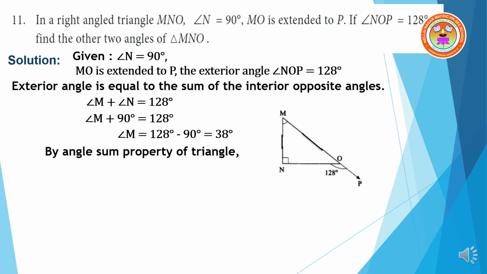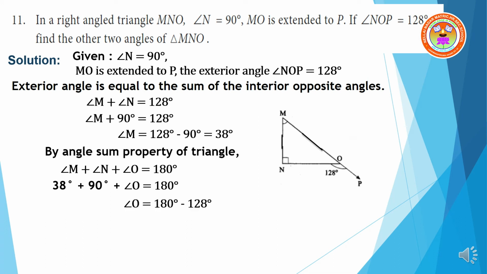Now, I've got the angle M and I've got angle N. Let me use the angle sum property of the triangle to find the angle O. So, angle M plus angle N plus angle O is equal to 180 degrees. Substituting the values of angle M and angle N can be written as 38 degrees plus 90 degrees plus angle O is equal to 180 degrees. Now adding 38 and 90 degrees, we can write it as 128 degrees, and transposing 128 degrees to the other side becomes minus 128 degrees.